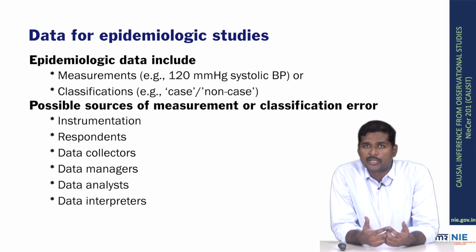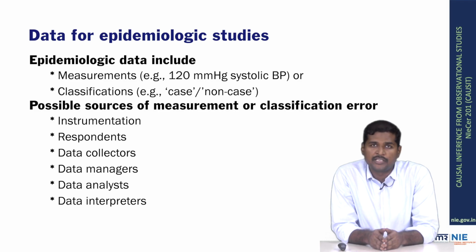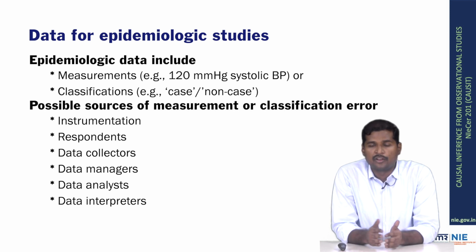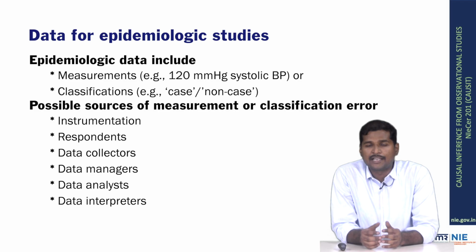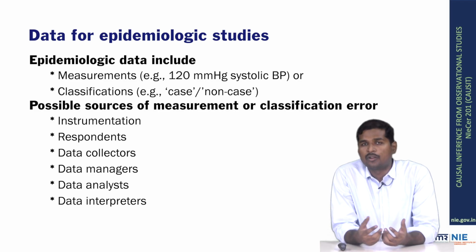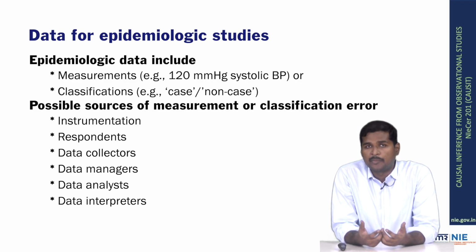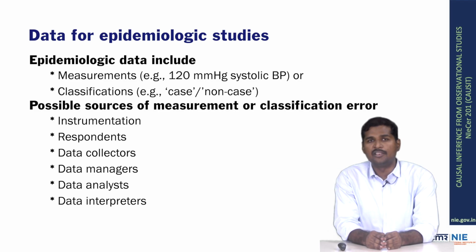Then, there is something known as classification. So, classification means we are dividing a participant into a case or a non-case, hypertensive or non-hypertensive, diabetic or non-diabetic, male or female. So when you are trying to classify participants into one or two groups, there might be some errors in how you classify them. So these are broadly the two areas that we are concerned with when we are talking about information bias.